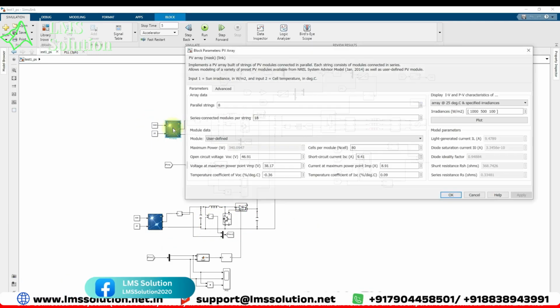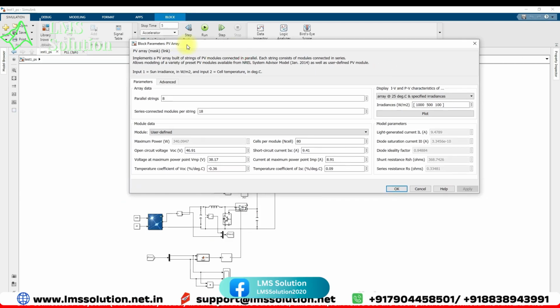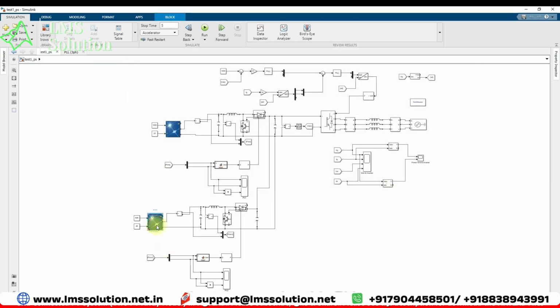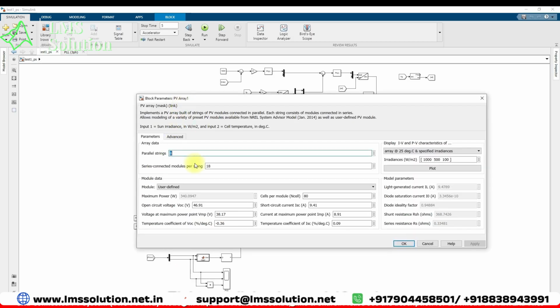Here we can see that this PV array consists of 18 parallel strings, and each string has 18 series connected modules, and each PV panel has a maximum power of 340 watts. The open circuit voltage is 46.91 volts, the voltage at maximum power point is 38.17, the short circuit current is 9.41, and the current at maximum power point is 8.91. The same kind of rating is used for this other PV array, with the same 8 parallel strings and 18 series connected modules.